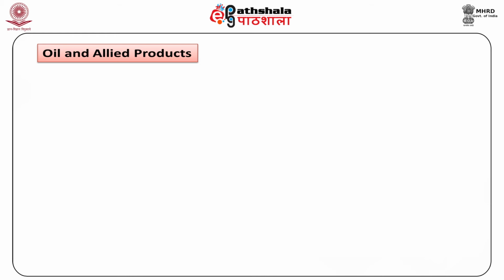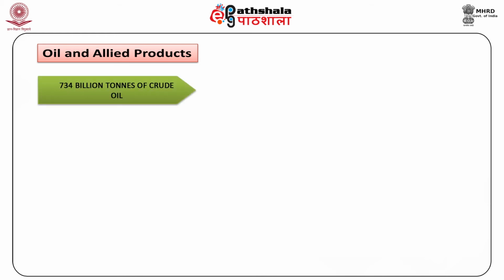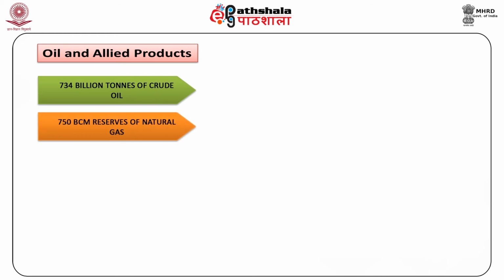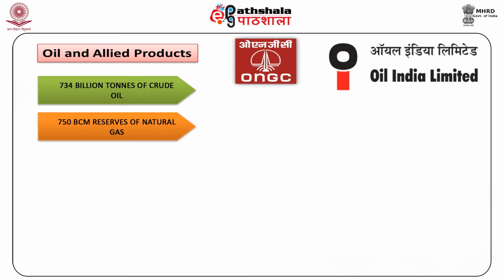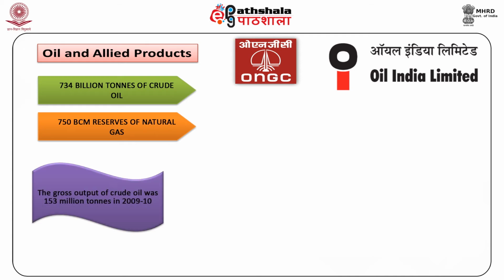Oil and allied products. As of 2001, India had 734 billion tons of crude oil reserves and 750 BCM reserves of natural gas. ONGC and Oil India Limited (OIL) were the major government agencies involved in the exploration and offshore production of these resources. The gross output of crude oil was 153 million tons in 2009-10.